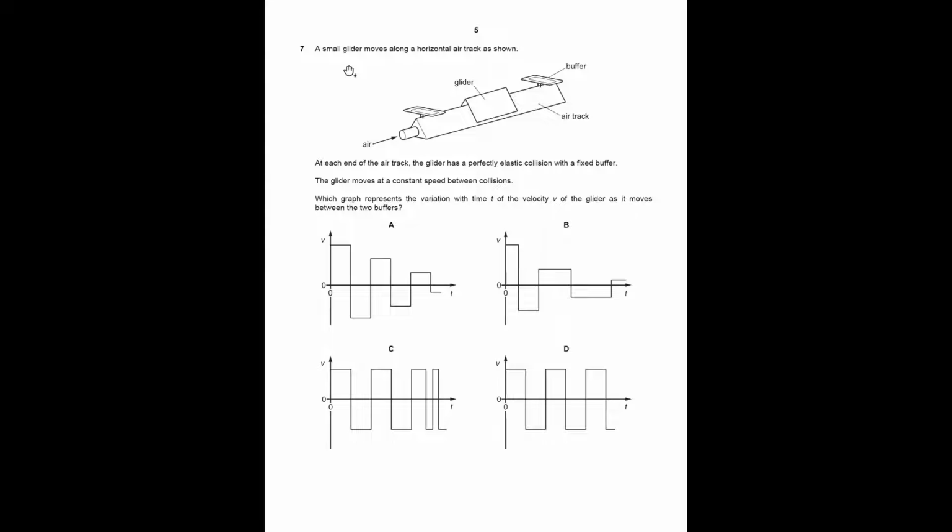Okay, question 7 should be a lot easier to understand now. It's always kinematics that's a bit difficult. Okay, now for question 7, you have a small glider that moves along a horizontal air track as shown. At each end of the air track, the glider has a perfectly elastic collision with a fixed buffer. The glider moves at constant speed between collisions. Which graph represents the variation with time t of the velocity v of the glider as it moves between two buffers?